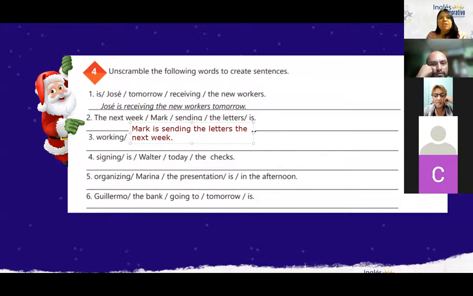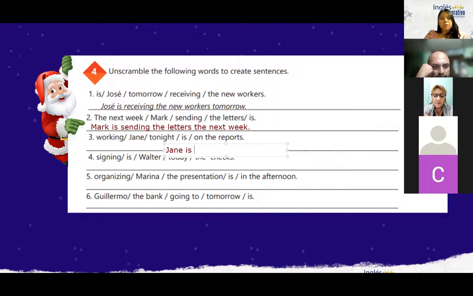So let me see. Number three, Andrea. Jane is working on the reports tonight. What is the meaning of tonight? What is the meaning of tonight? Tonight means esta noche. Yes, tonight. Okay.